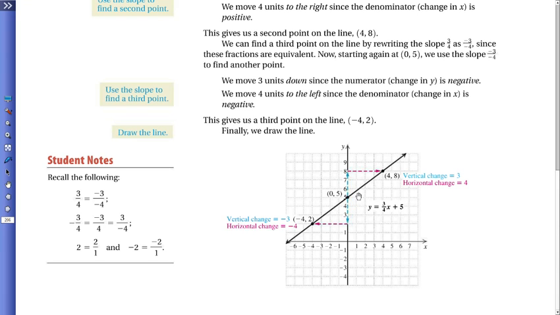But also you need to remember that if I have this positive fraction, this relationship between these two numbers, what if it was down 3, negative 3, and to the left 4? Well, that's still a positive 3/4. Negative over negative is positive.